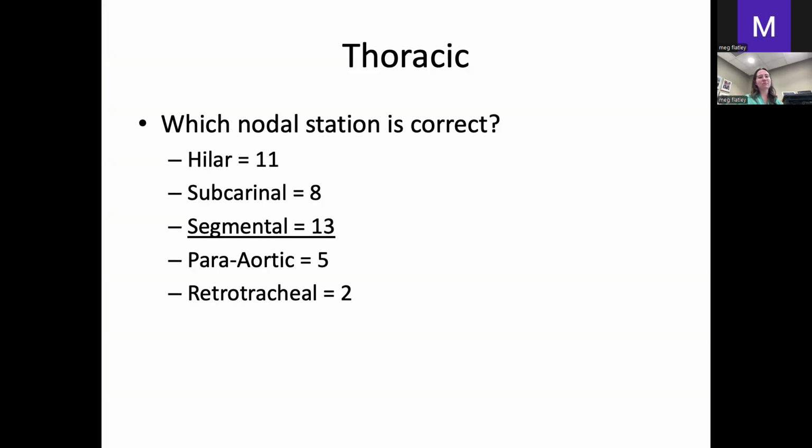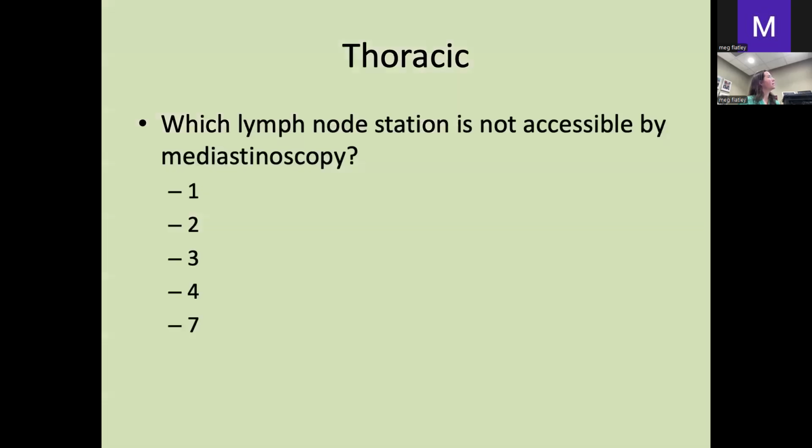And so if you want to know the answer to that, that's correct. I do think that this is something that they have asked historically, like where you can access with different modes of sampling the nodes. And so do you remember which one we would say is not accessible by mediastinoscopy?